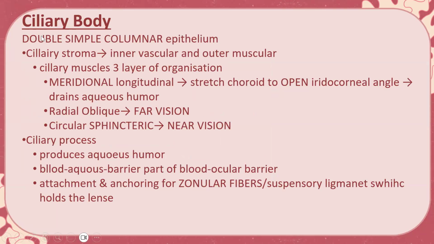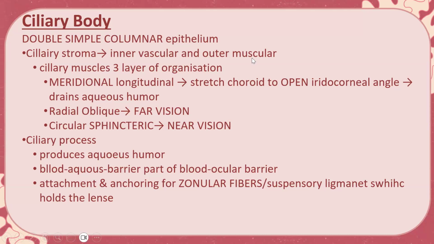Okay, ciliary body. Now, the ciliary body is made out of two main components: the ciliary stroma and the ciliary process. The epithelia of this ciliary body is a simple columnar epithelia, and it is double layered. Now, the ciliary stroma has two main layers, the inner vascular and the outer muscular. And we know that we have ciliary muscles. Ciliary muscles control the tension of the suspensory ligaments or the zonular fibers to control and adjust the size of the lens itself.